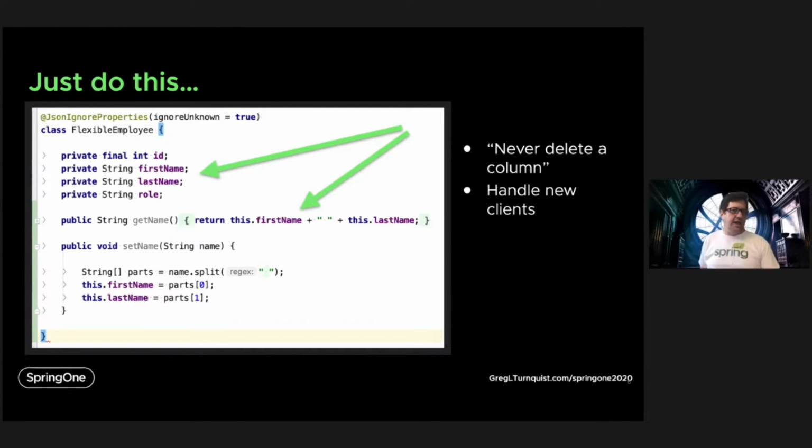This lets you handle the new clients. The new clients can talk through the first name, last name fields. This also supports the old clients. They can keep operating with the old name field by reading the data, writing the data, et cetera. And in this sense, everybody wins. So that's a real solid approach there. And this is just an example of what a backwards compatible change would be.